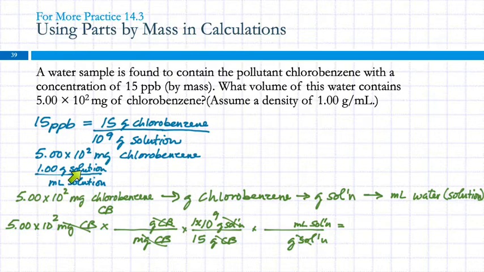My density was 1 gram of solution per milliliter. So I've got 1 gram of solution per 1 milliliter of solution. And then here I need to know what milli means. Milli stands for times 10 to the minus third. So I've got gram on top and gram on the bottom, and milli on the bottom. I want to put what milli means on the top: 10 to the minus 3. So 1 milliliter is 1 times 10 to the minus 3 liters.